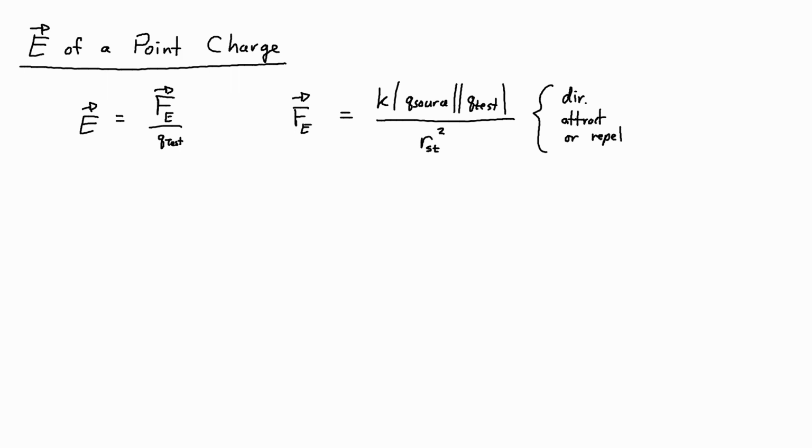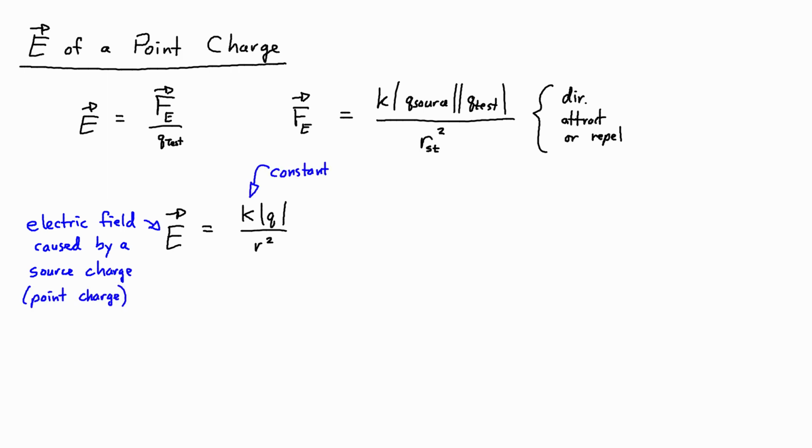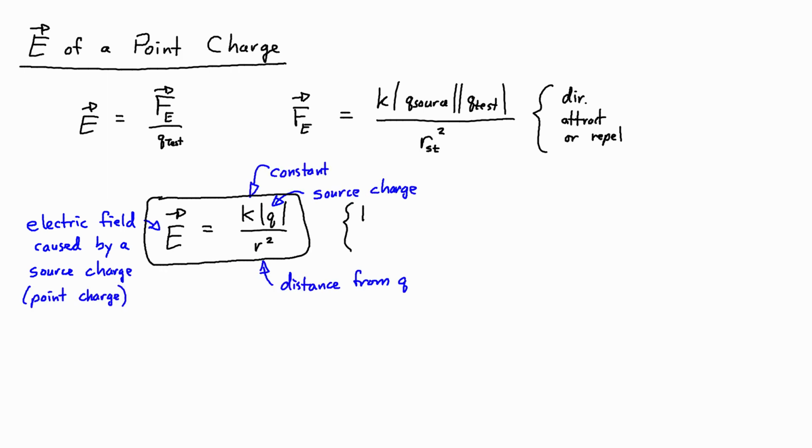So if we take this equation, Fe, and divide out Q test, what we end up with is an expression for the electric field of a point charge: E is equal to K times Q source, often just called Q, over R squared. And the electric field direction is towards the source charge if the source charge is negative, and away from the source charge if the source charge is positive.